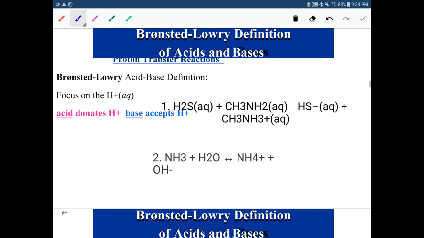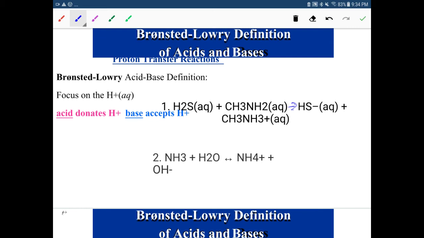Another example here, the first one is H2S. The 2 here should be a subscript, but I couldn't make it a subscript here. Anyway, you have H2S plus CH3NH2 reacting to produce HS minus plus CH3NH3 plus. All right, so we're going to look at it in the same way.